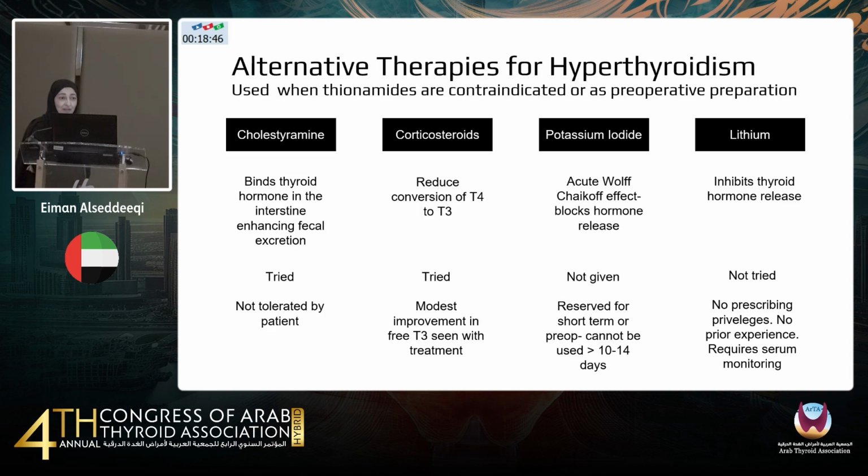Perfect, okay. So these are the alternative therapies for hyperthyroidism or Graves' disease. Cholestyramine was not tolerated in our patient. Corticosteroids were started, and potassium iodide, as mentioned. Just pay attention to the discussion we just had, based on iodine deficiency or a minimally iodine deficient area or region, whether they would escape the Wolff-Chaikoff phenomenon. And lithium, indeed, is an alternative to try.